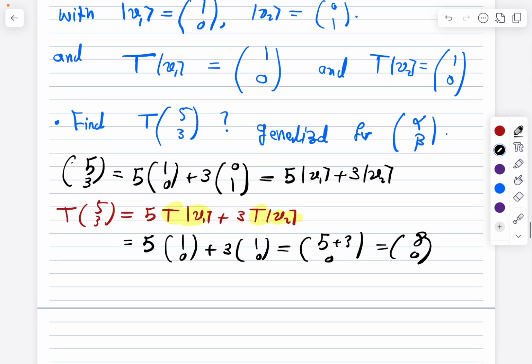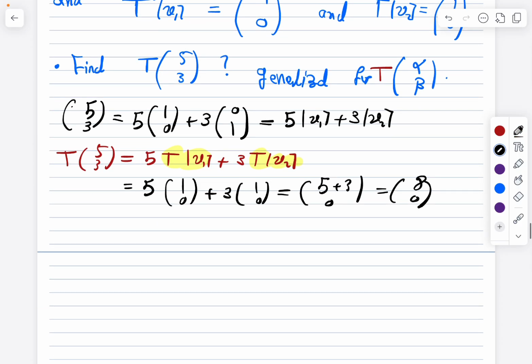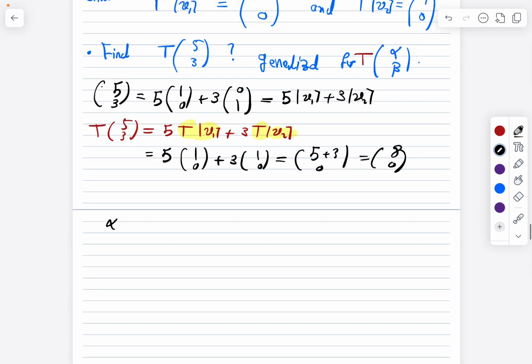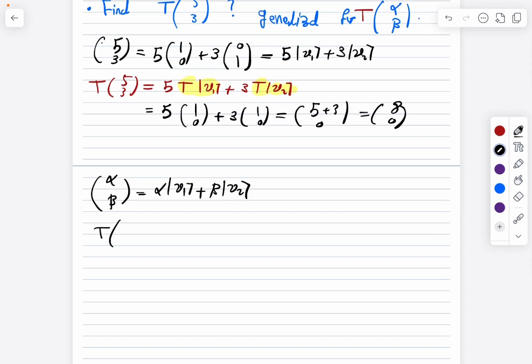Find what is T at alpha beta. Actually, there's a mistake, it should be T. So what is T at alpha beta? Again, the same procedure. Alpha beta can be written as alpha v1 plus beta v2. So if I apply T on alpha beta, I will get alpha T of v1 plus beta T of v2, which, if we simplify it, you will get alpha plus beta, and here we have 0.